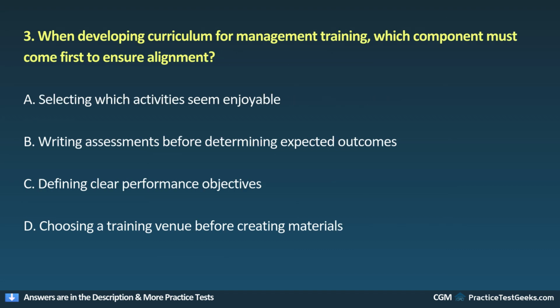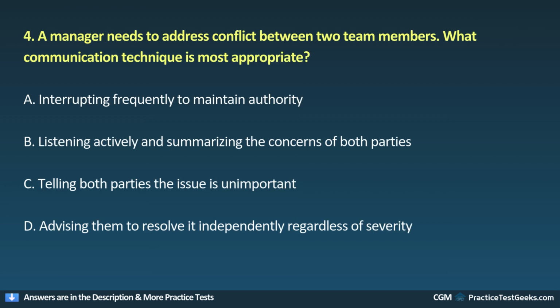3. When developing curriculum for management training, which component must come first to ensure alignment? A. Selecting which activities seem enjoyable. B. Writing assessments before determining expected outcomes. C. Defining clear performance objectives. D. Choosing a training venue before creating materials.